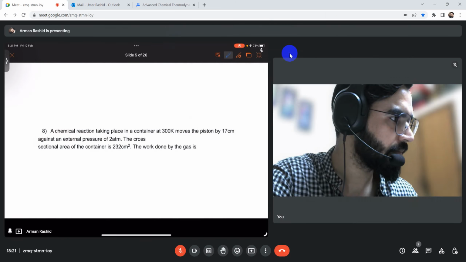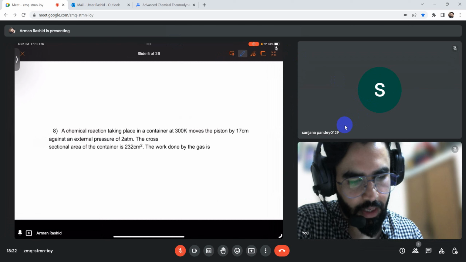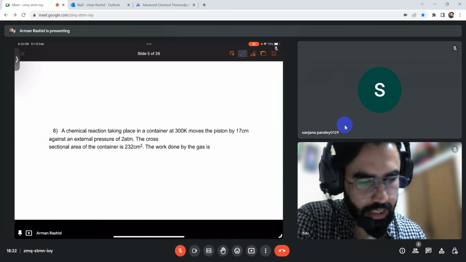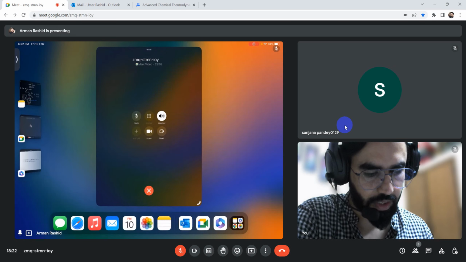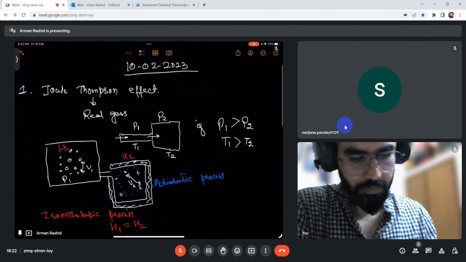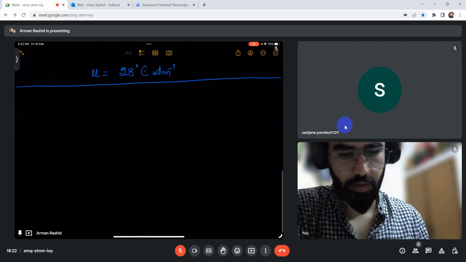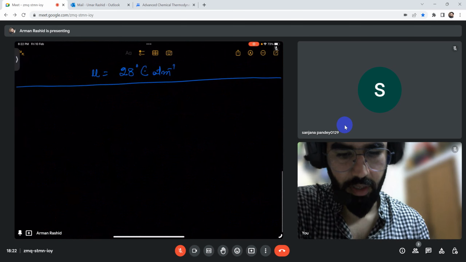So the problem is: a chemical reaction is placed in a container at 300 Kelvin, and it moves the piston by 17 centimeter against the external pressure of 2 atmosphere. We have to determine the work done by the expansion of the gas. Okay, so this is our second sample problem.